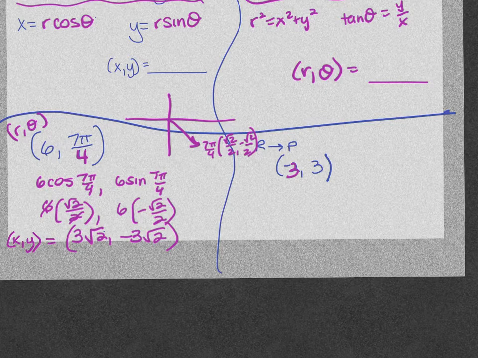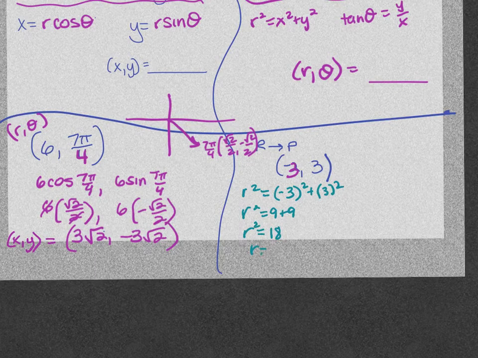Now going back to polar: r squared equals 3 squared plus negative 3 squared. R squared equals 9 plus 9, 18. R would equal square root 18, which is 3 root 2. That's your radius.